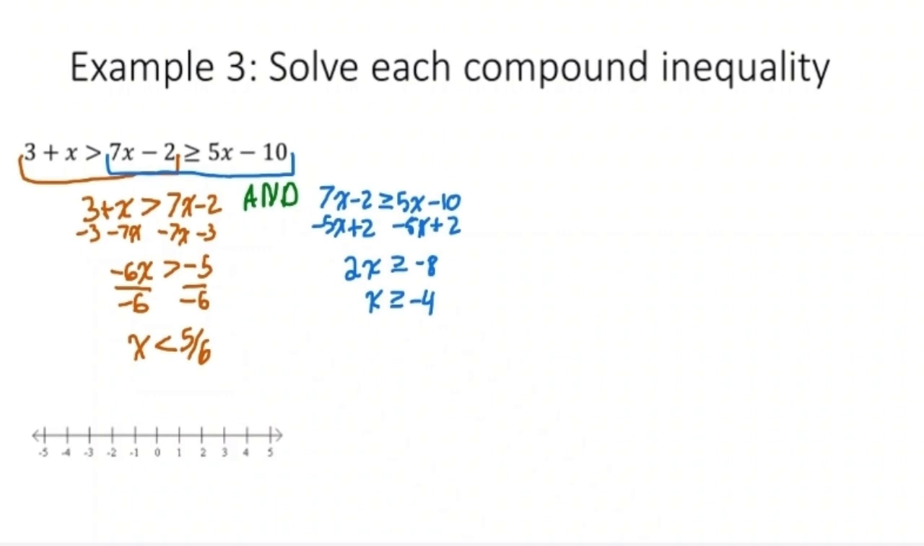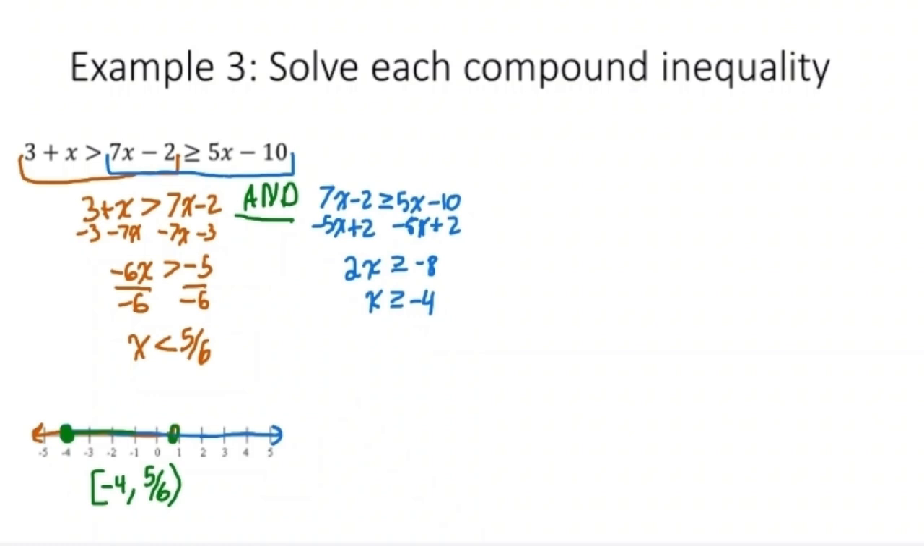Now we'll graph both inequalities on the number line, starting with the x is less than 5/6 in dark orange, then the x is greater than or equal to -4 in blue. Now that we have both solutions graphed, recall our word linking our compound inequality was and, which means we're looking for where the graphs overlap, which we can see they start here at -4 and they end at 5/6. So from the graph, the solution of our compound inequality is -4 to 5/6, bracket around the -4, parenthesis around the 5/6.